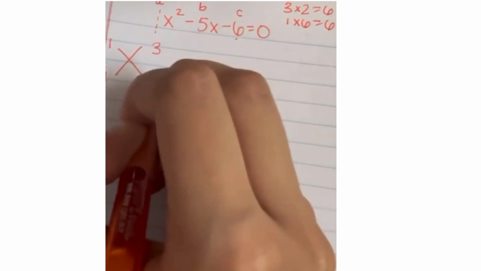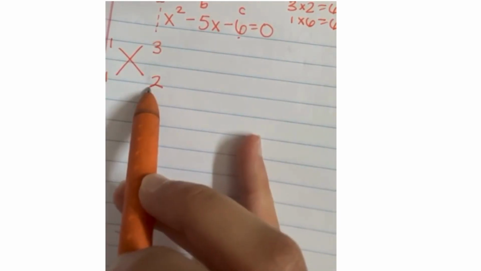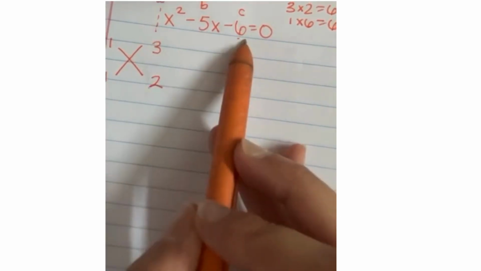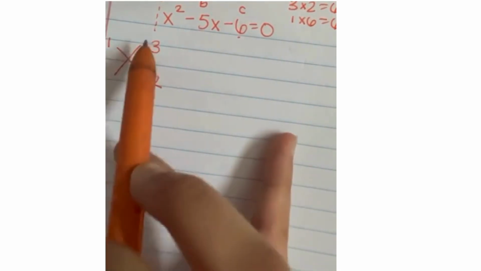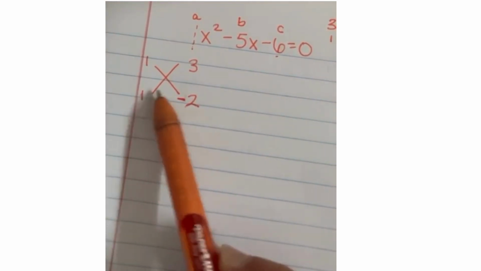So first, we can try the first one. On the top, I can put 3, on the bottom, I can put 2. Notice we have a negative, so we have to apply the negative sign to one of these, because if we don't, 3 times 2 is positive 6, not negative 6. We have to apply the negative sign to one of these, so I might put it on this one.